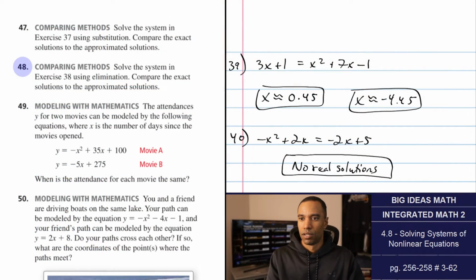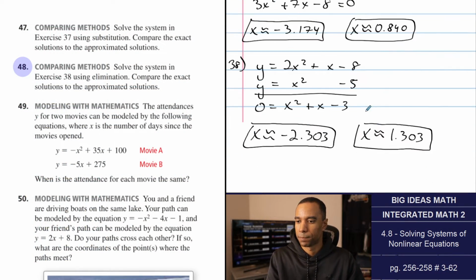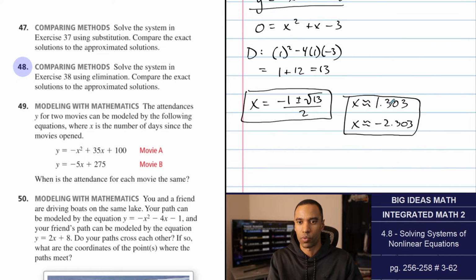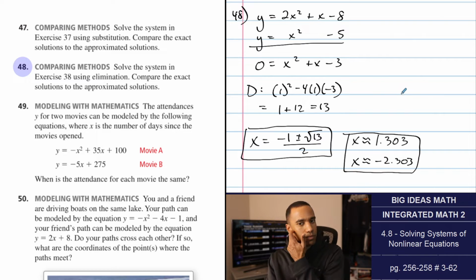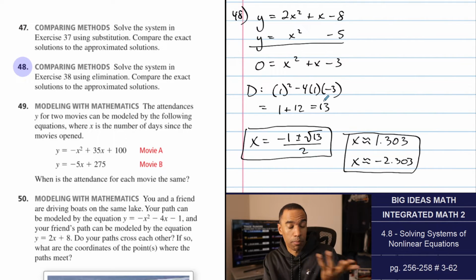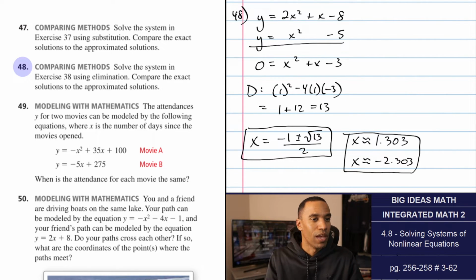Something. It was a 303 thing, right? Negative 0.2, negative 2.303. So those numbers sound familiar, at least the 303 did. Let's make sure that I got those answers before for 38. Negative 2.303, 1.303. Okay, so they're the same as what I just wrote here. So, yeah. All right, they're compared. There it is. All right, number 49.